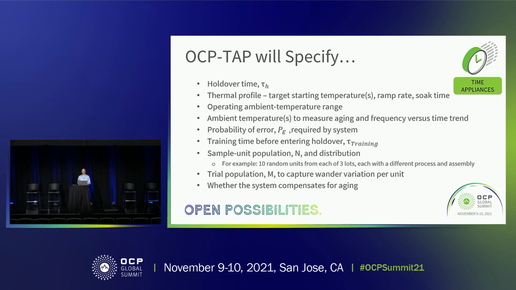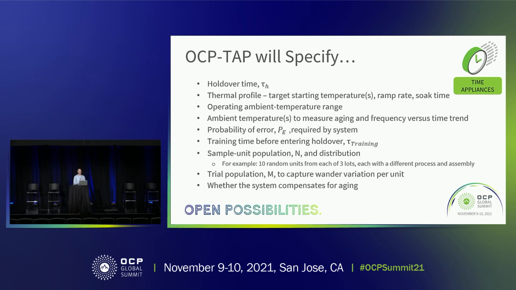For example, part of the methodology for testing holdover will be us specifying the standard. We need to use 10 random parts from each of 3 lots, where each of the lots have a different process and assembly process. And that'll create some variation that we should be able to quantify the maximum impact of these oscillators in the specs.